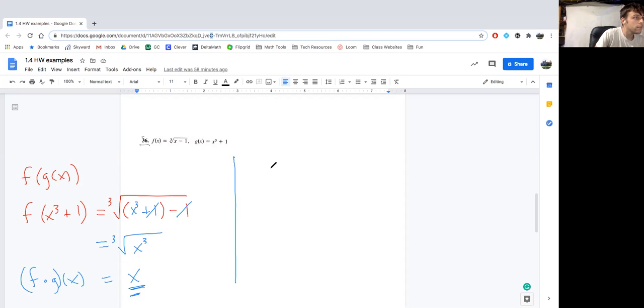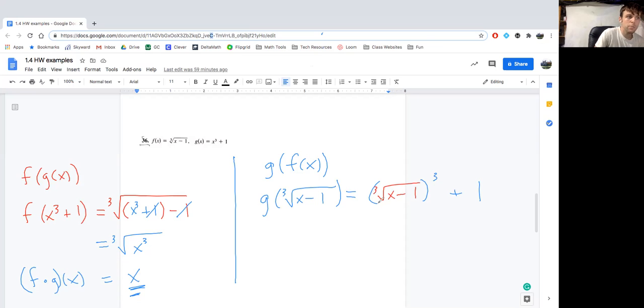All right, let's go ahead and do the other one, the composition in the other order. Now, if we're really wanting to know if these truly are inverse functions, we need to show both ways that we get x. So we'll be doing this a little bit more. So I'm doing g of the cube root of x minus 1. So I'm taking my function g, x cubed plus 1, and I'm putting in the cube root of x minus 1.